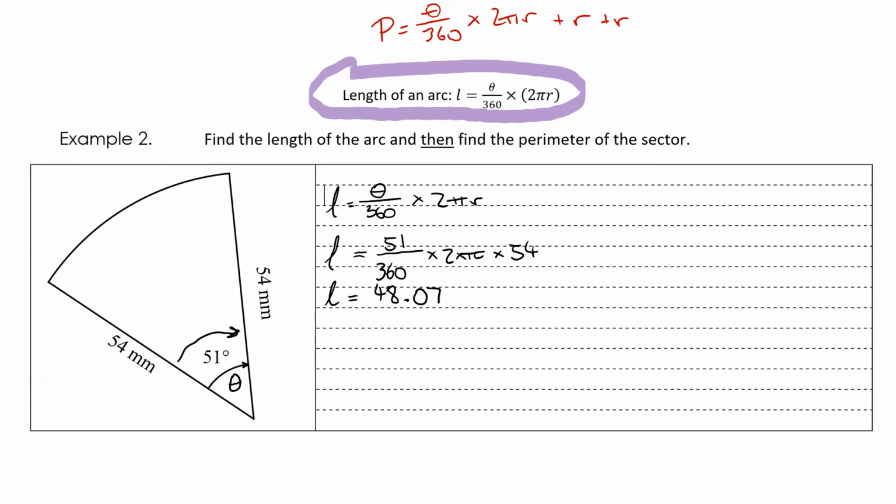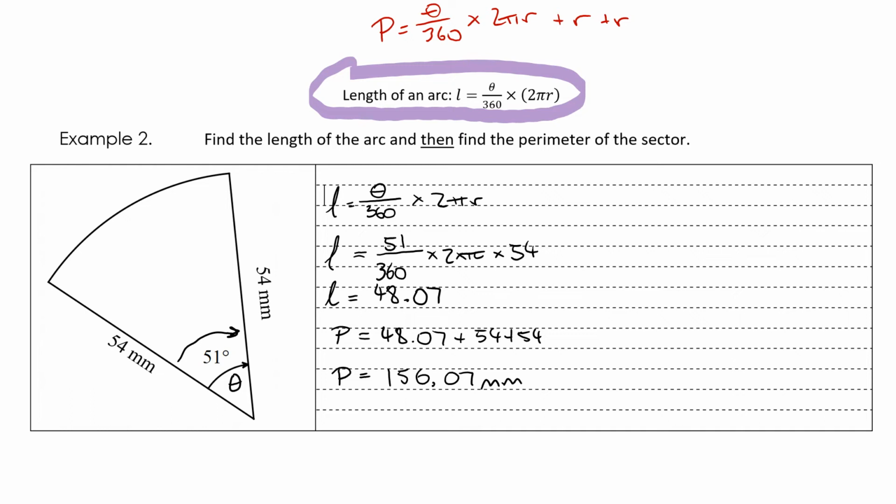To find the perimeter, we just need to add all the sides together. The perimeter equals 48.07 plus 54 plus 54. And that is 156.07 millimeters. Always remember your units. You don't have to put them out the whole way through, but at the end of your question, you need units to show that you have calculated a length of 156.07 millimeters. All right, not too tricky.